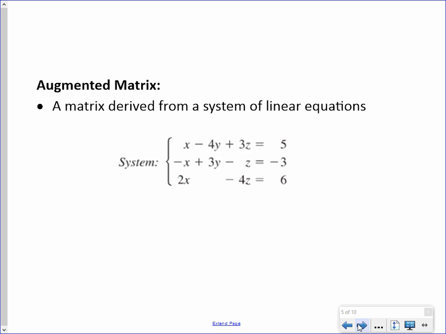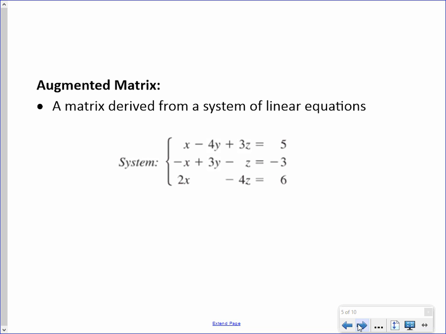Notice that in this particular example that we're showing you, you only see a system of equations. So it looks very much like the stuff that we did in our last chapter, chapter 7, a 3-variable system. We've got x minus 4y plus 3z equals 5, negative x plus 3y minus z equals negative 3, and 2x minus 4z equals 6. And we're going to write an augmented matrix.